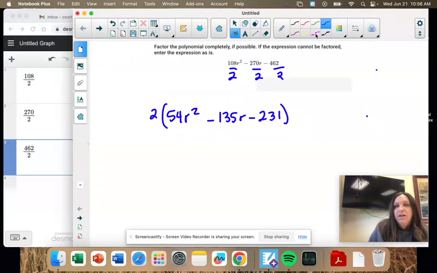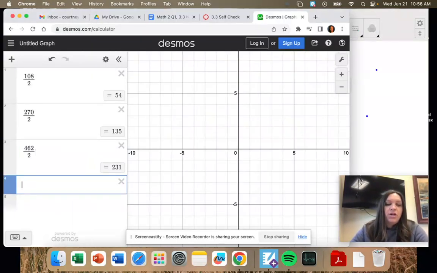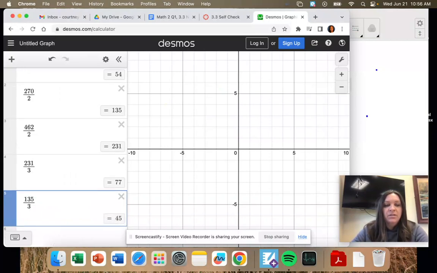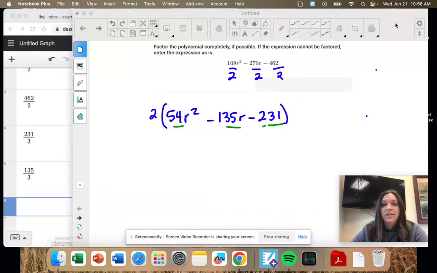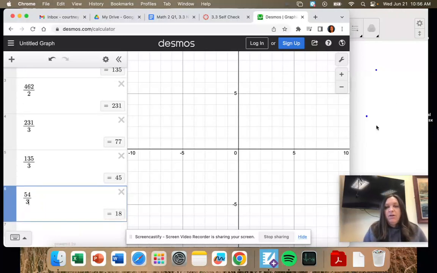And from here, I don't know if we can take something else out. We can't take out another 2 because they're not even. If you want to, you could try some numbers. The 231, oh, it divides by 3. 135 divides by 3. Yay. And 54 also divides by 3. Okay, so let's keep going.